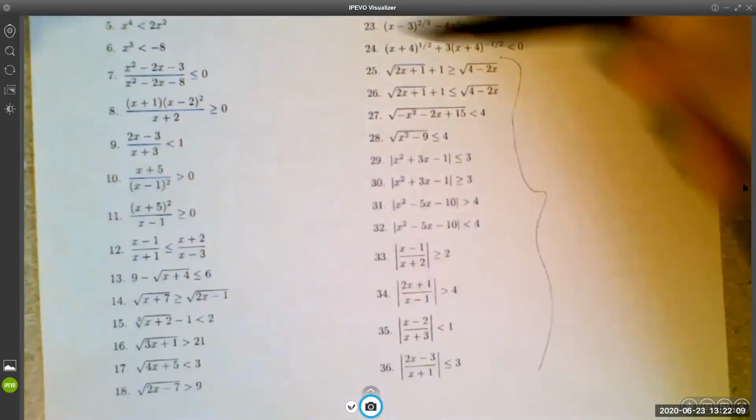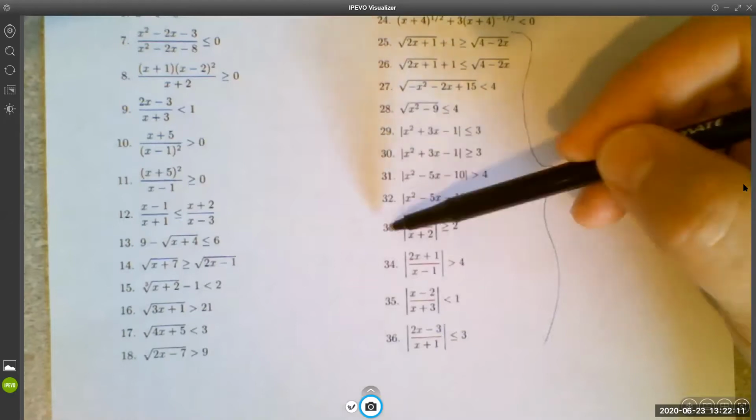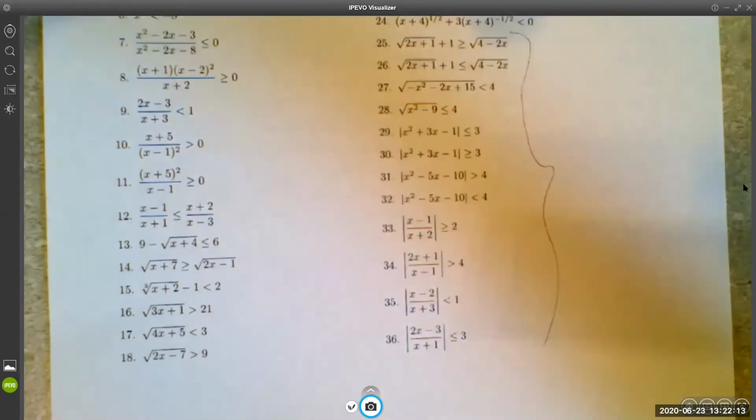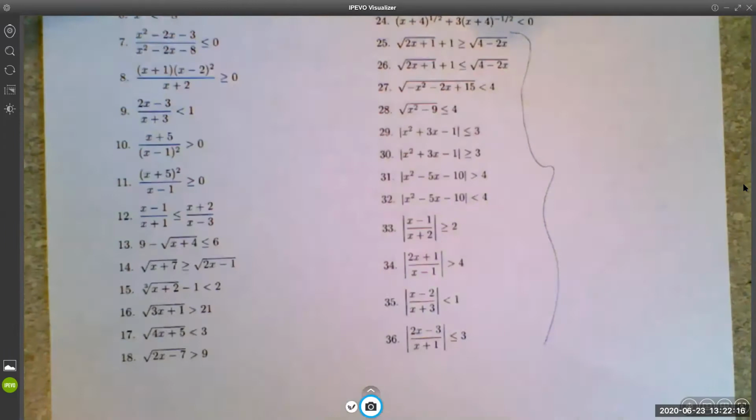But you only have to do the odds. So 1, 2, 3, 4, 5, 6. So you have 6 of those nasty ones to do. And they're really going to stretch your brain. Think of that as good exercise for your brain.